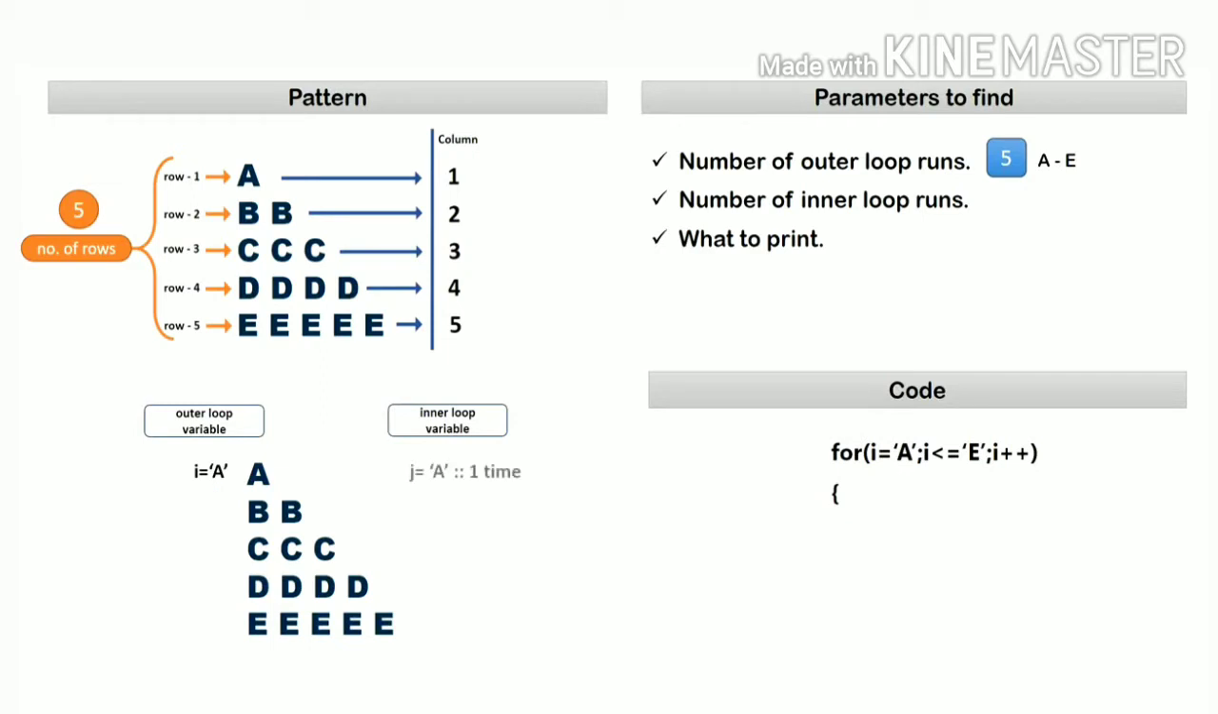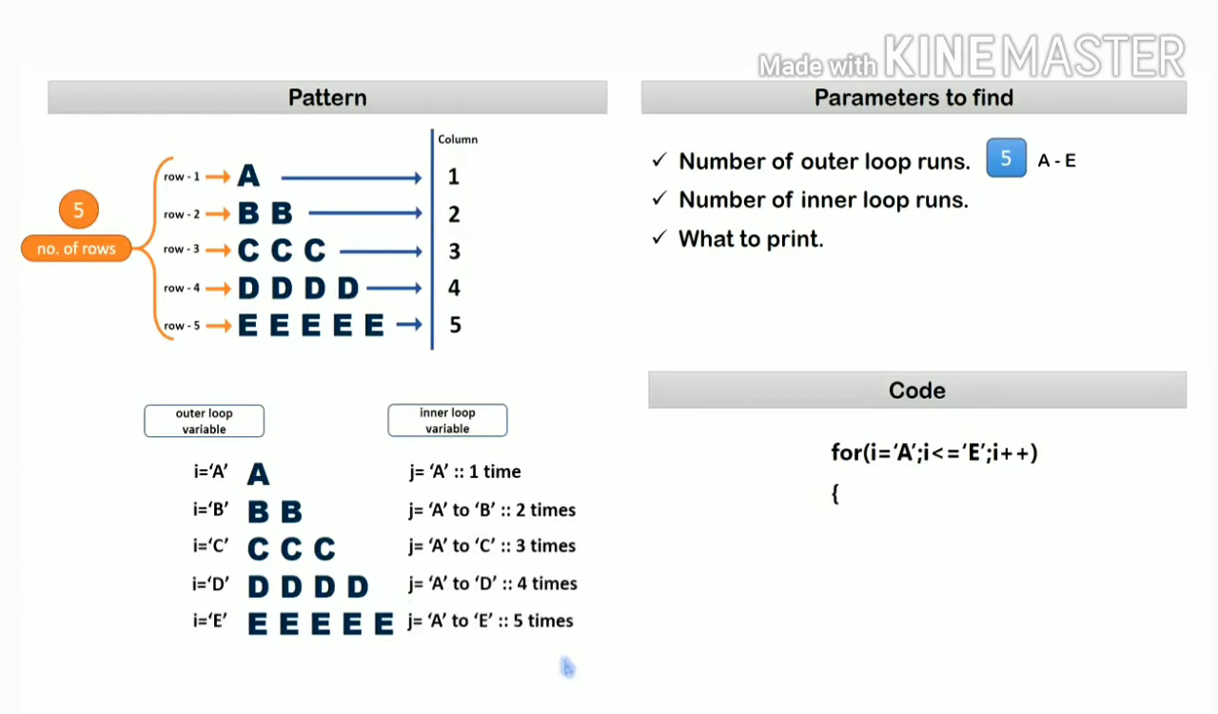That means when the outer loop I is equal to A, then the inner loop we have to run 1 time. When I is equal to B, then the inner loop we have to run 2 times from A to B. When I is equal to C character, that means the inner loop we have to print 3 times, A to C. I is equal to D, 4 times A to D. When I is equal to E, 5 times A to E.